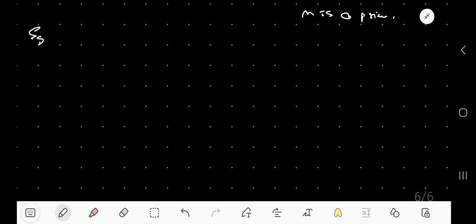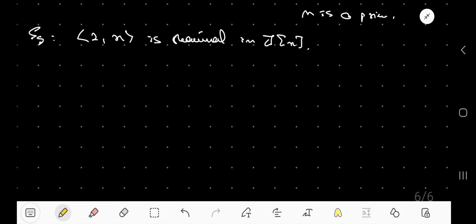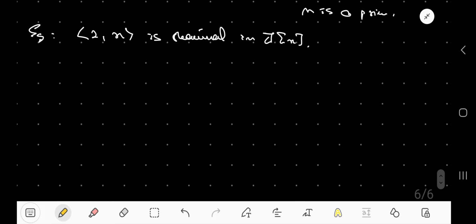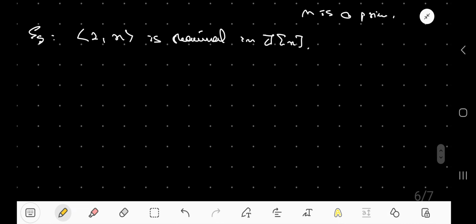This example is quite important, which says that the ideal generated by 2 and x is maximal in Z[x]. How do we do this? See, it suffices to prove that Z[x] mod the ideal generated by 2 and x is a field. How do we do that? Carefully observe this. You can understand the proof once we justify these statements.